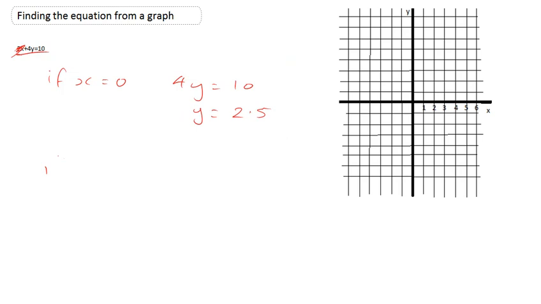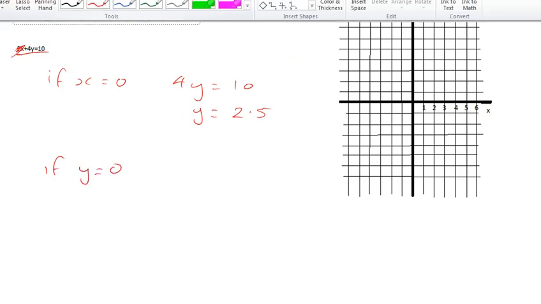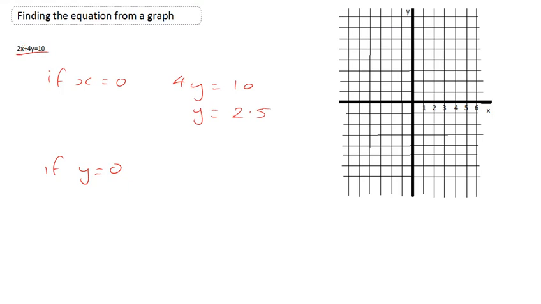And if I make y equal to 0, let me get my eraser and rub that out. Now I'm obliterating that bit, because that no longer exists. 4 times 0 is still 0, so I end up with 2x equals 10. So x equals 5. And at that point I've got 2 points. And those 2 points are where the intercepts happen. So that tells me how to draw my graph.